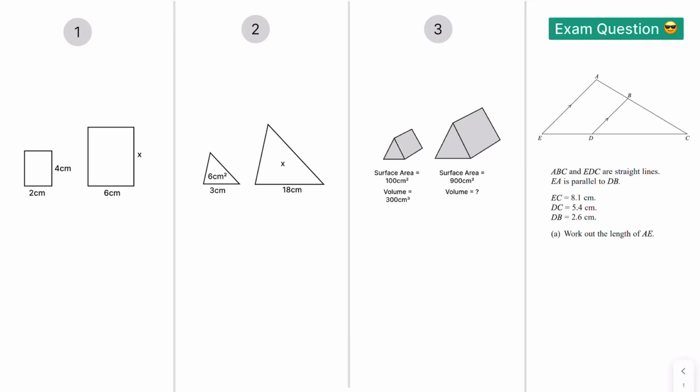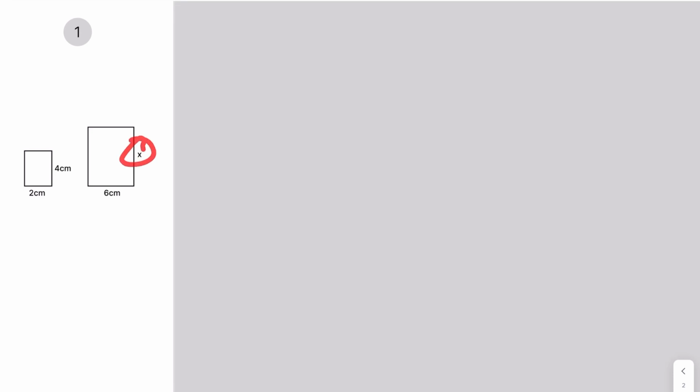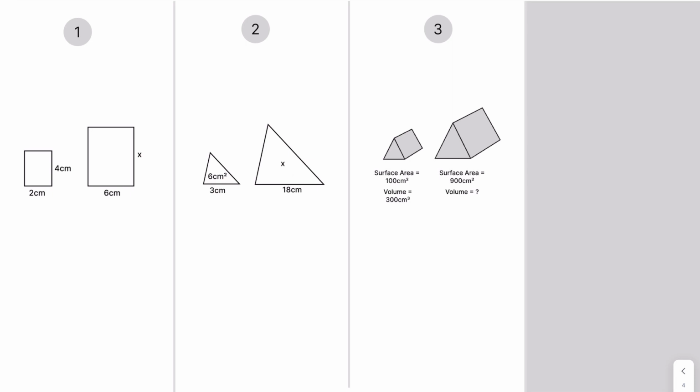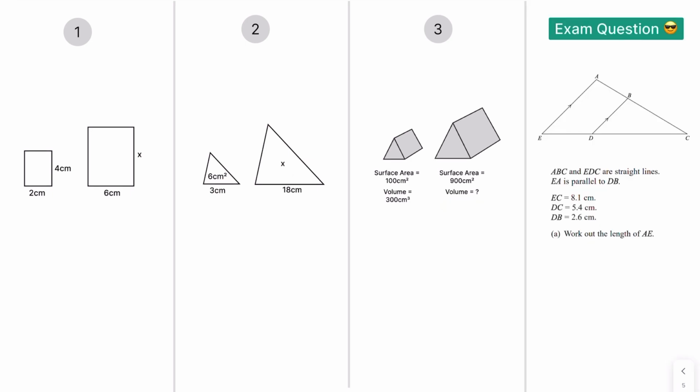So in this video, we're going to look at similar shapes. So we're going to look at how we can use the scale factor to find a missing side, how we can use it to find an area, and how we can work with volume. And finally, we're going to finish off by looking at a real exam question.